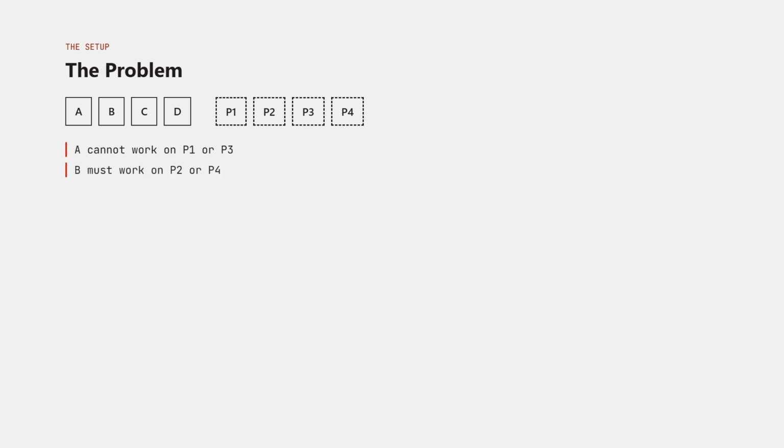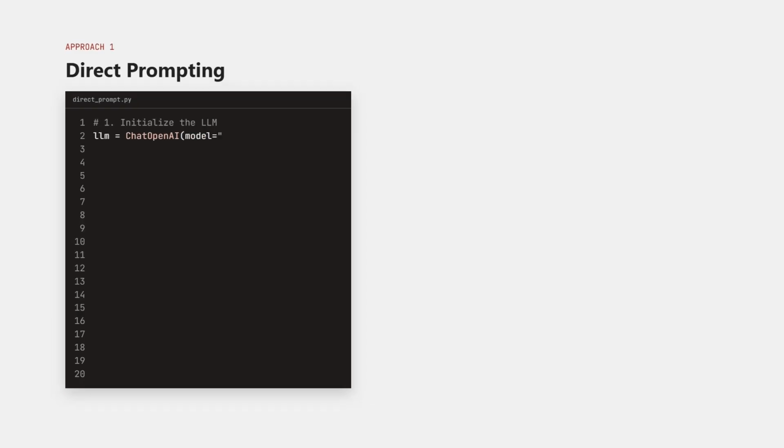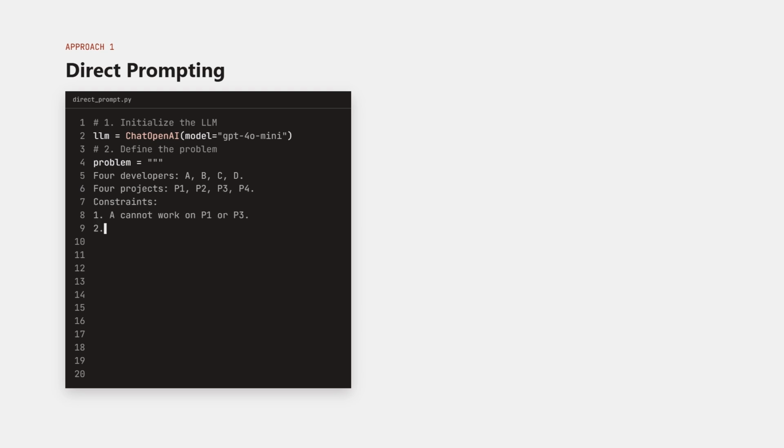So let's start with the problem we are going to give the model. We have four developers A, B, C, and D, and four projects P1, P2, P3, P4. Each developer has a few constraints on which project they can work on. The goal is simply to find a valid assignment that satisfies all these rules.